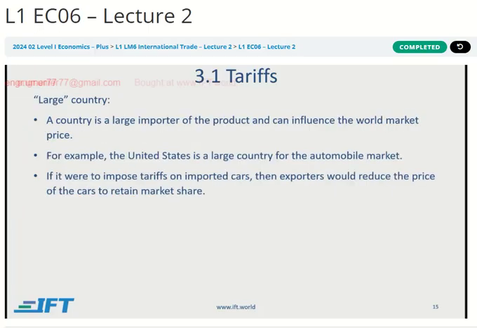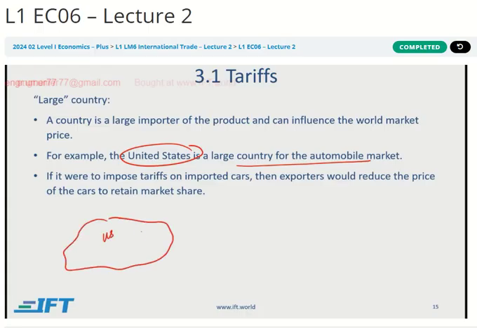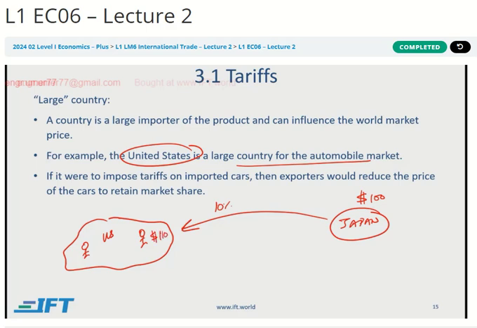But if a country like the United States, which is a huge market for automobiles, decides to impose a tariff, the manufacturers in Japan are going to start getting worried. Let's say this is the US, and if the US consumers find Japanese vehicles expensive, then the demand for Japanese vehicles will go down. And to offset that, let's say initially they were selling each one for $100 and there was a 10% tariff, and now it's costing $110 to the US consumer.